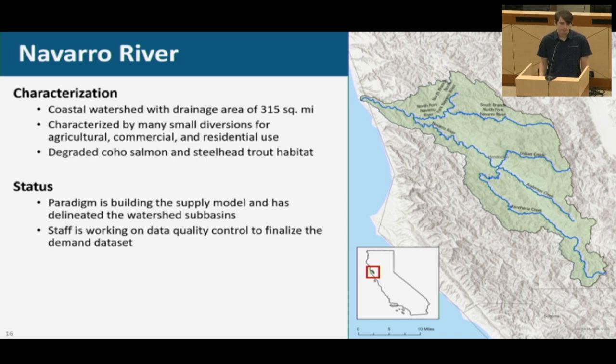Paradigm Environmental has completed the work plan for this watershed. It has been reviewed and approved by staff, and currently they are building the water supply model and have divided up the watershed into smaller subbasins for use in the model and allocation tool. Supply and demand unit staff are currently working to finalize the demand data set of diversions in the watershed by completing quality control checks of the demand data for the Navarro.